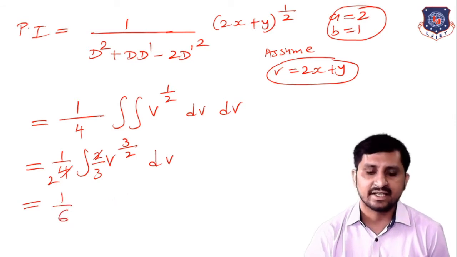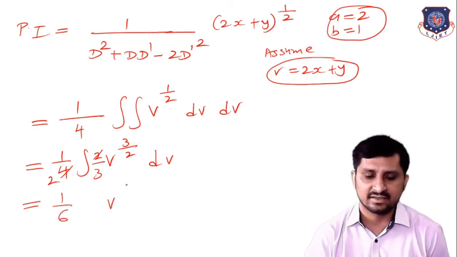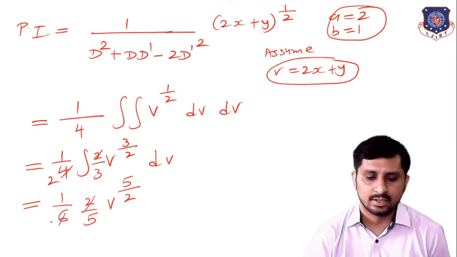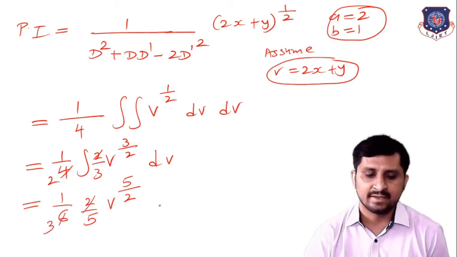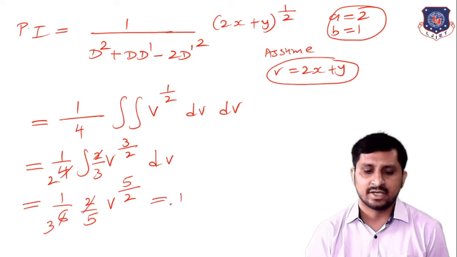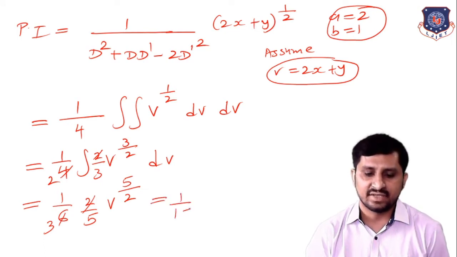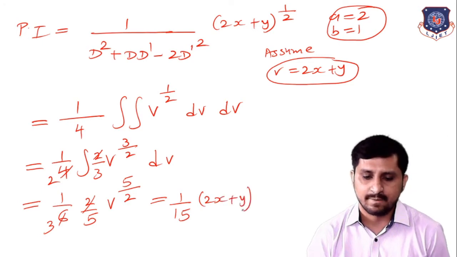Now again integration of v raised to 3 by 2, that is nothing but v raised to 5 by 2 upon 5 by 2. So I can write 2 by 5. So once again 2 cancels, so 1 by 15, 1 by 5 into 3, 15. And what is my v? v is nothing but 2x plus y raised to 5 by 2.